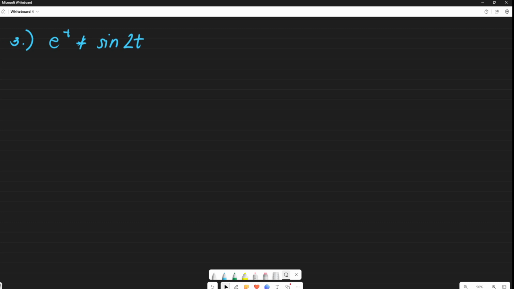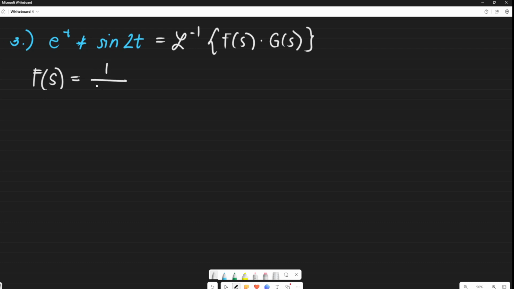So we have e raised to t convolved with sine 2t. So first, this is basically equivalent to the inverse Laplace transform of the Laplace transform of e raised to t times the Laplace transform of sine 2t. So what's the Laplace transform? So we have F of s. This is equivalent to 1 over s minus 1. Okay, kasi di ba, e raised to t, the inverse is yung kabaliktaran na sign.